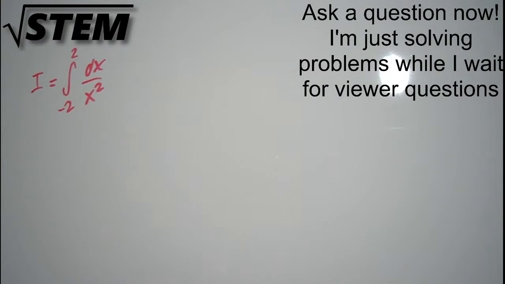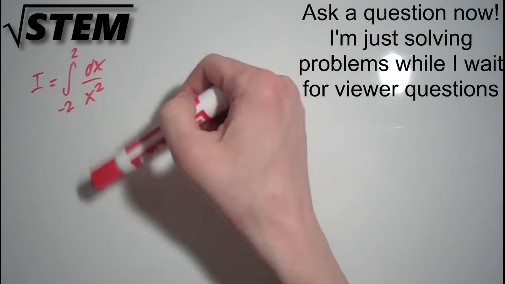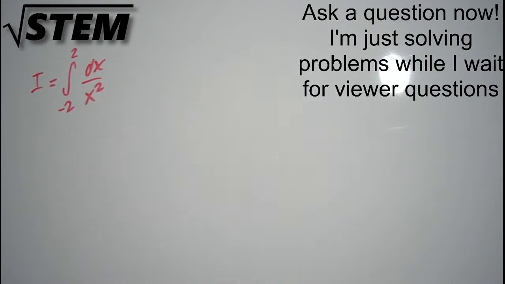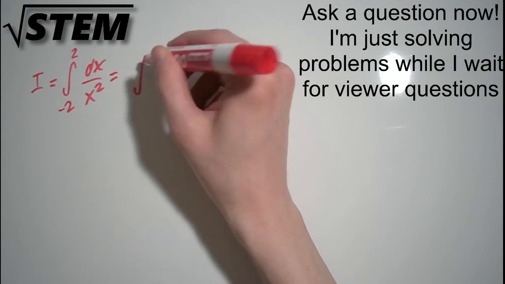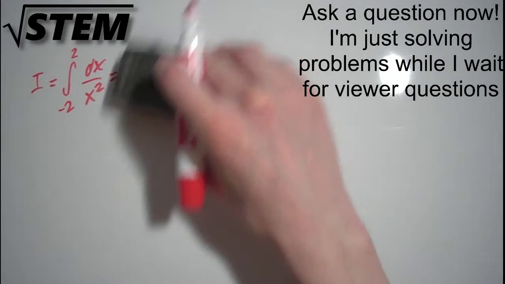So, this is an improper integral because we're crossing 0, and 0 is a number that cannot go in this function. It's undefined at 0. So we're actually going to have to split it into 2 pieces. I'm going to have to use limits as well.